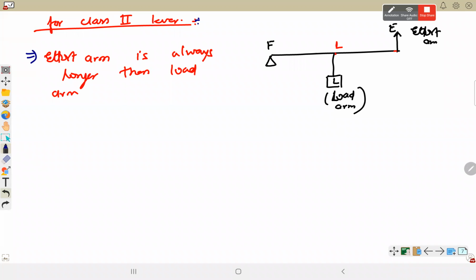So what about mechanical advantage then? Greater than 1, less than 1? Yes, it is greater than 1. So greater than 1.